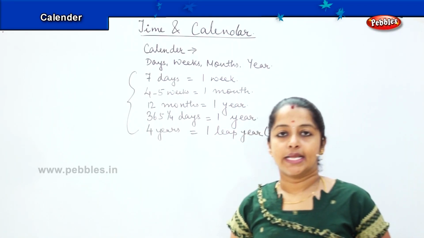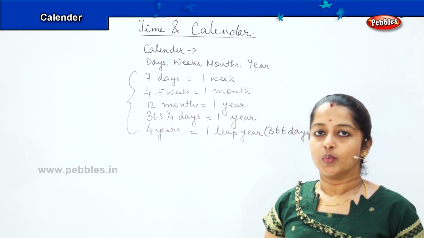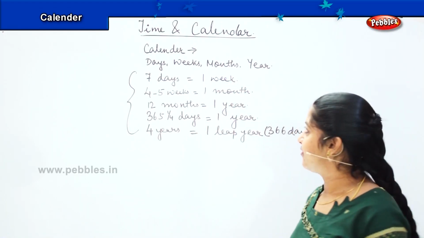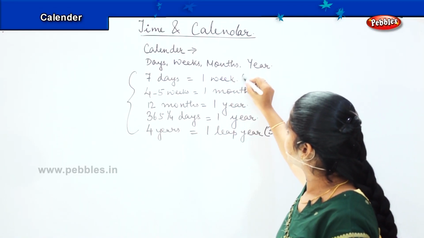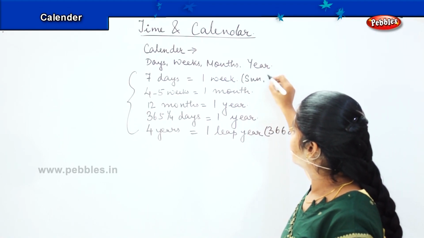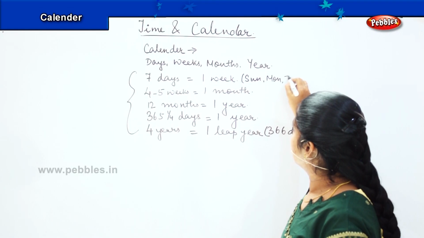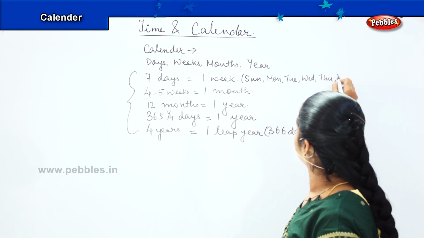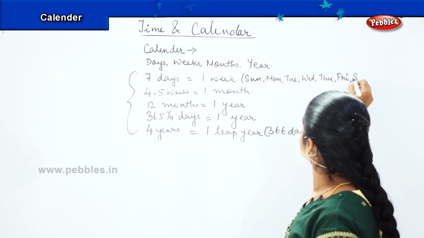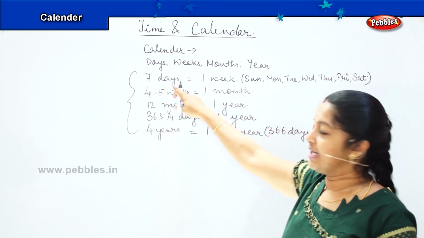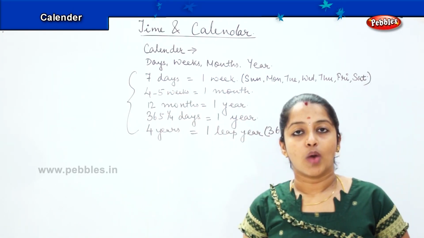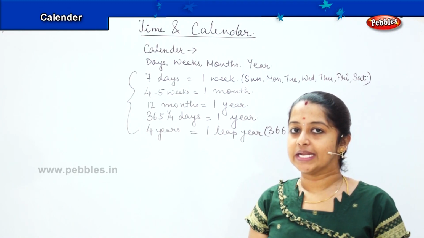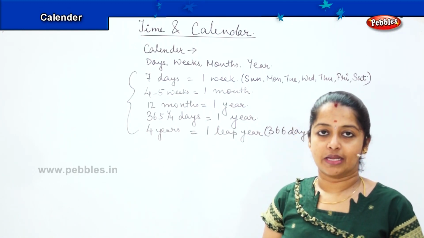We know that 1 day is equal to 24 hours, right? We studied that in time, right? So now 7 days makes 1 week, starting from Sunday to Saturday. What are the days? Sunday, Monday, Tuesday, Wednesday, Thursday, Friday, and Saturday. So you have 7 days in a week, and 7 days make 1 week, right? 4 to 5 weeks makes 1 month.